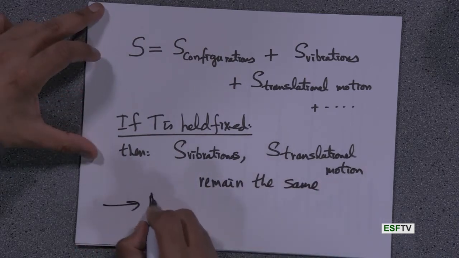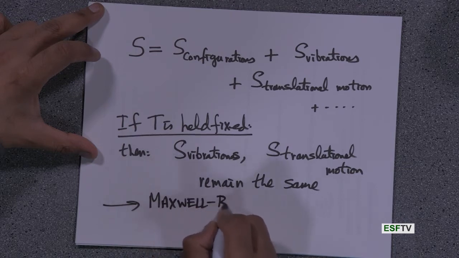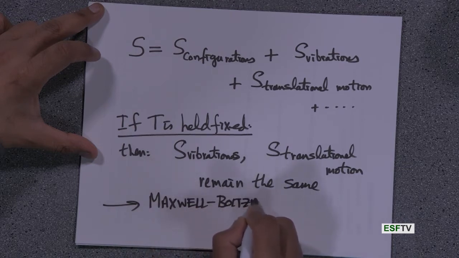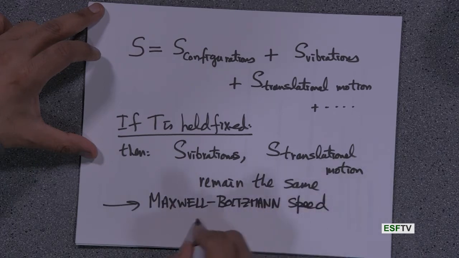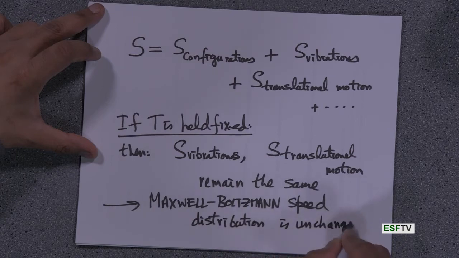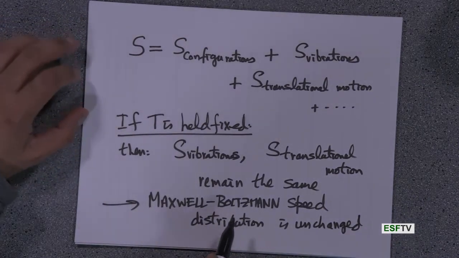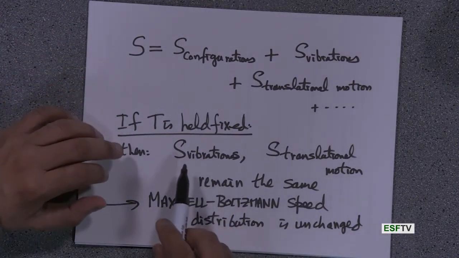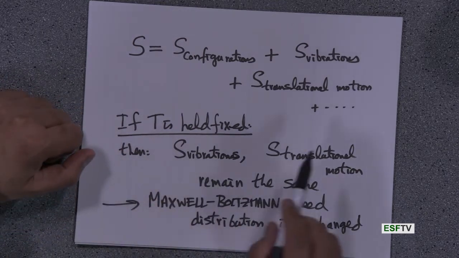For example, the Maxwell-Boltzmann speed distribution, remember that? We spoke about that a long time ago when we started out. The Maxwell-Boltzmann speed distribution, or velocity distribution, is unchanged. So if we keep the temperature fixed, the distribution over molecular speeds and velocities has not changed. The intensity and extent of molecular vibrations does not change if we keep the temperature fixed.